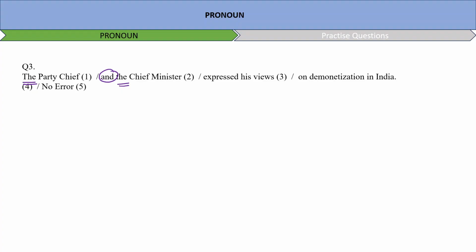So I'll replace his with their. His means I'm indicating one person. When I say their views, I'm indicating both the subjects used in the sentence. When two singular nouns are joined and refer to different persons, the pronoun used for them should be plural. The correct sentence would be: the party chief and the chief minister expressed their views on demonetization in India, right? Similarly, just the way we discussed in the rule before, same question.